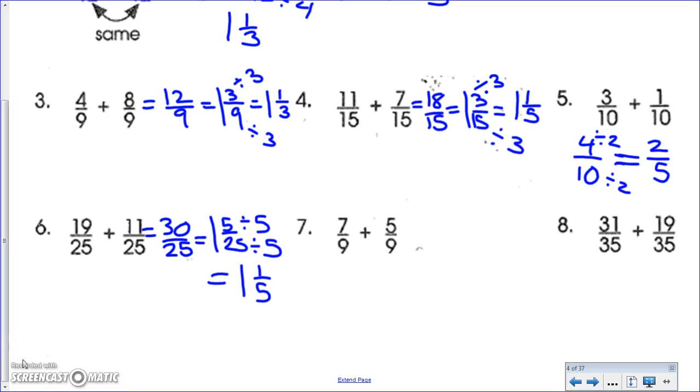For number 7, we have 7/9 plus 5/9, so that gets us 12/9. Which we know from doing problem 3 equals 1 and 3/9. And then we divide the numerator and the denominator by 3, and we get 1 and 1/3.